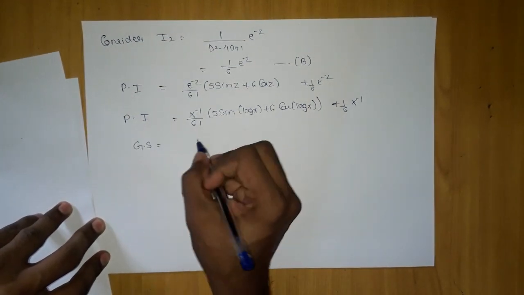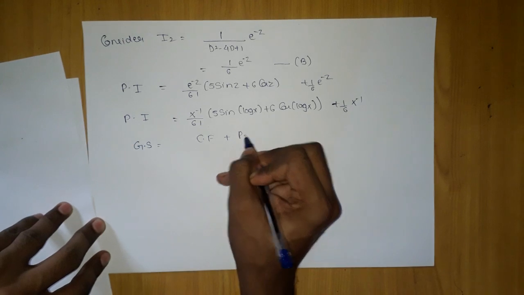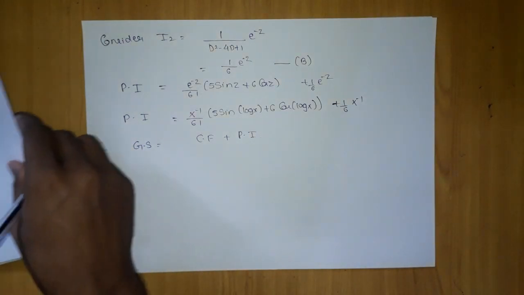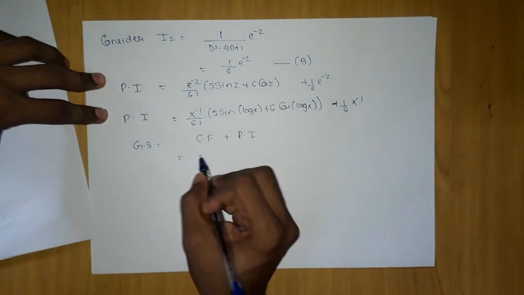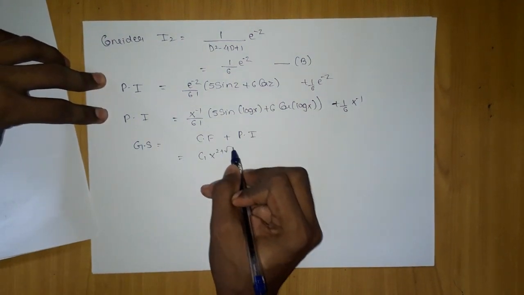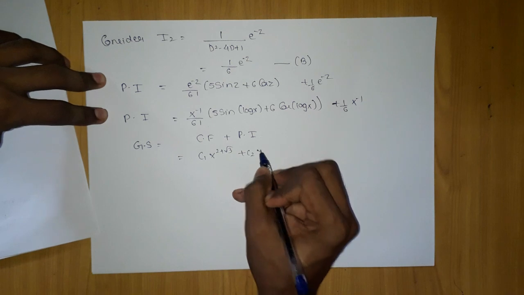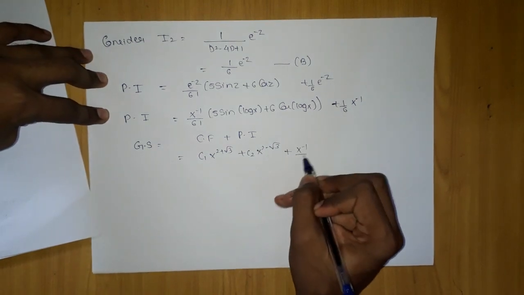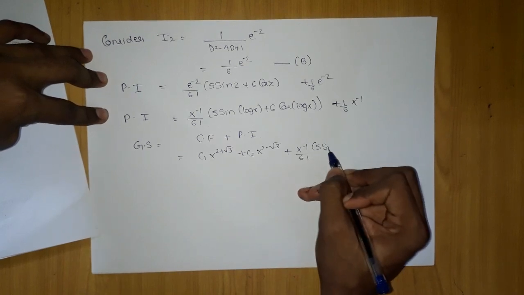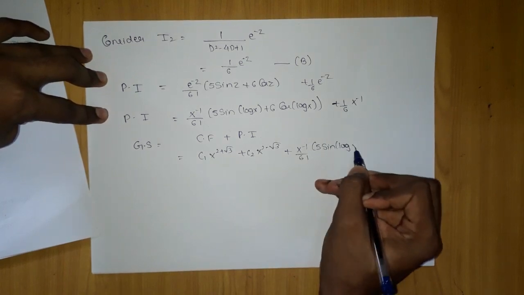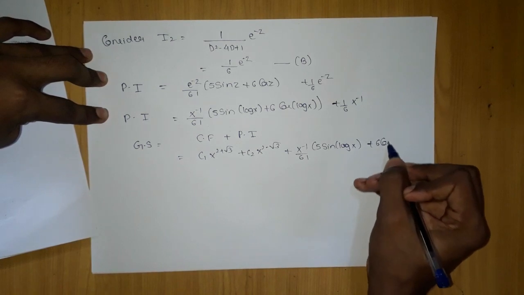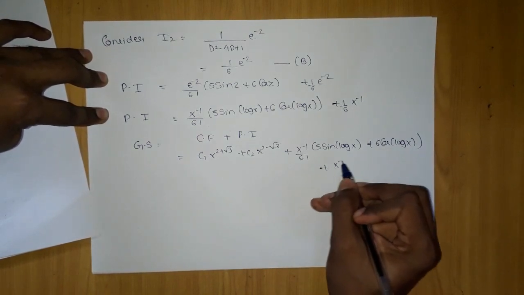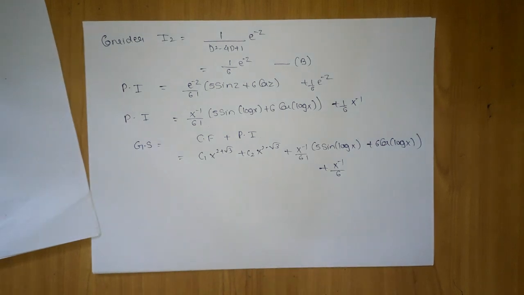General solution is the complementary function plus the particular integral. So if you write the complementary function, it will be c1 x to the power 2 plus root 3 plus c2 x to the power 2 minus root 3. Then the particular integral will be x to the power minus 1 by 61 into 5 sin log x plus 6 cos log x bracket close, plus x to the power minus 1 by 6. So this is our required answer.